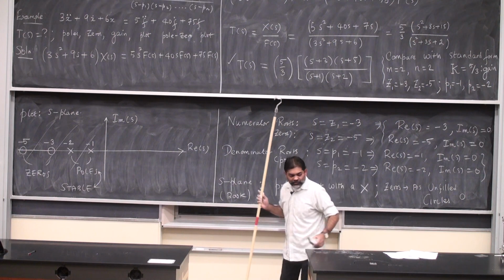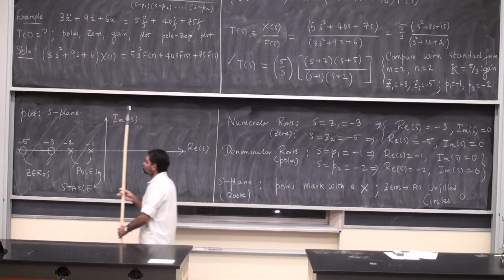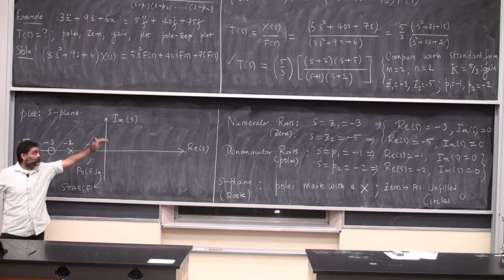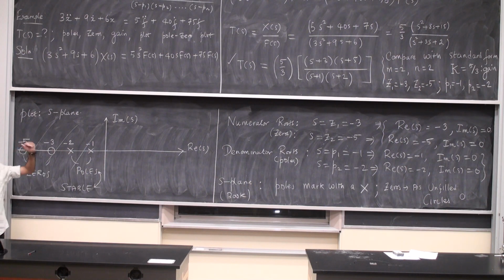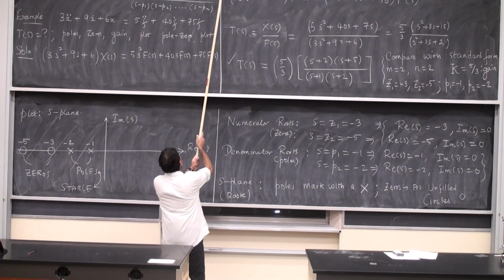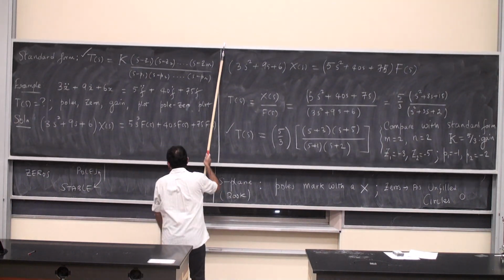Okay. So this is one example. I have another example. I want to see if there are any questions so far. Given the ODE, write it in the standard form for the transfer function. Figure out the zeros, figure out the poles. This is the pole-zero plot. It's on the S-plane, real part, imaginary part. Poles are marked with a cross, zeros are marked with a zero. Second example.